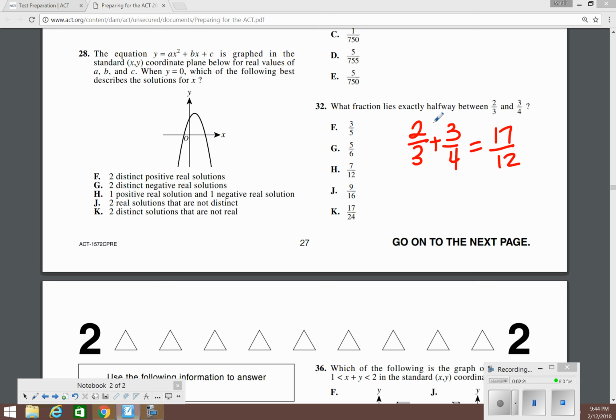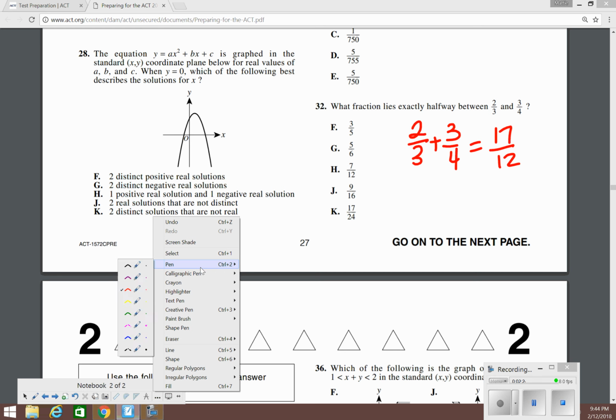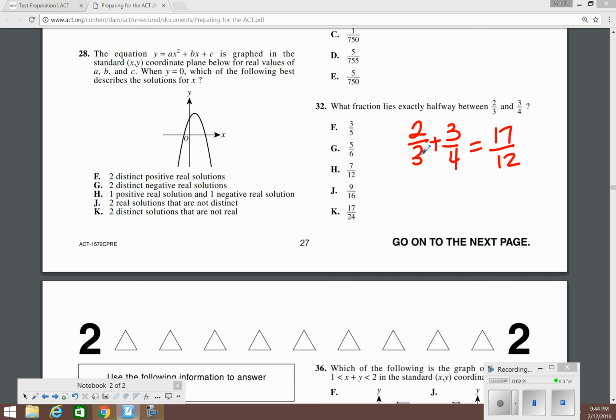If you do it by hand, you're going to have to come up with a common denominator for each of them. You can use a common denominator of 12. That would be multiplying this fraction by 4 on top and bottom, which would make it 8 out of 12. And that would multiply this number by 3 on top and bottom, which would make it 9 out of 12. And then adding the numerators, 8 and 9 together, is what gives you the 17 out of 12.